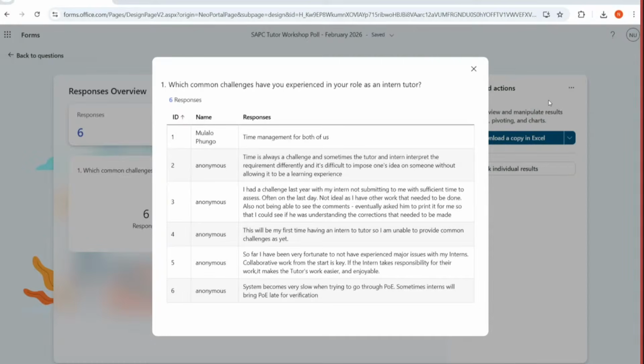So interns submitting late is still a challenge, because this puts tutors under pressure. Let's encourage them to do it on time. If possible, develop a schedule with them so that there will be something directing them.